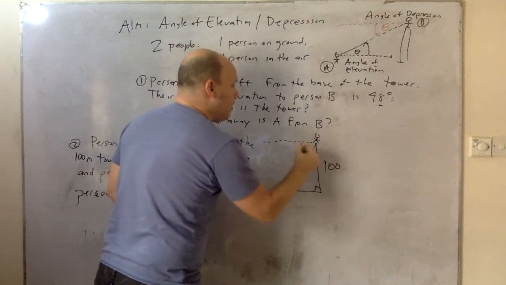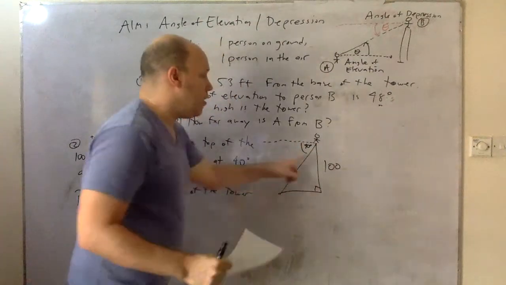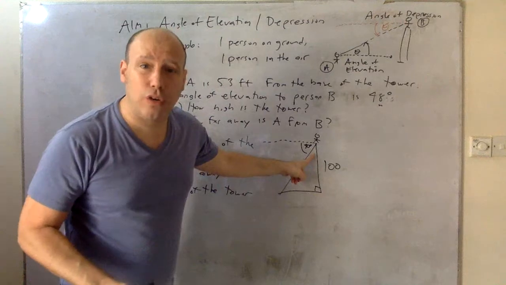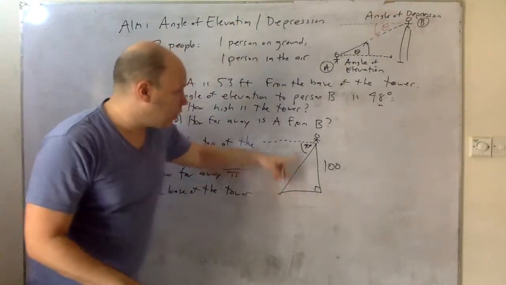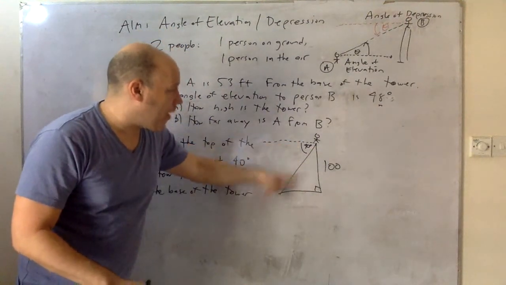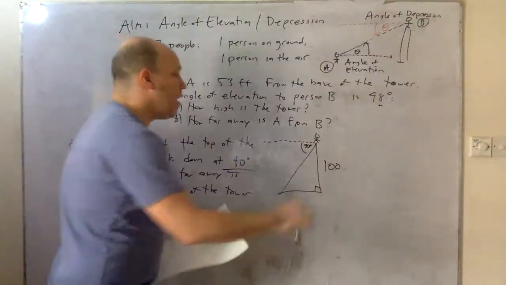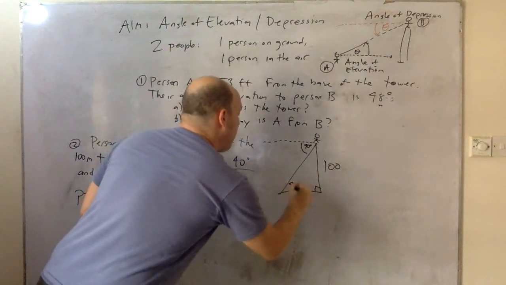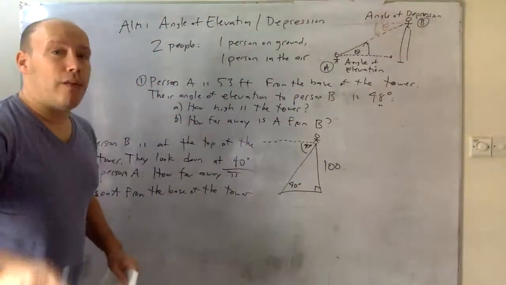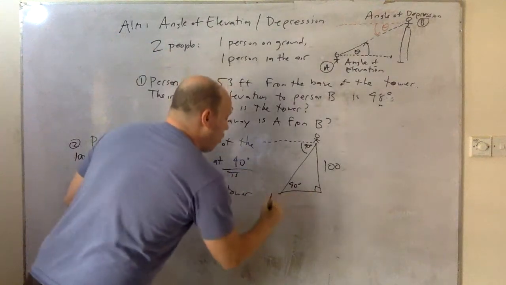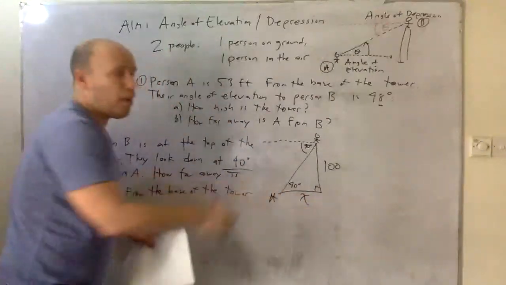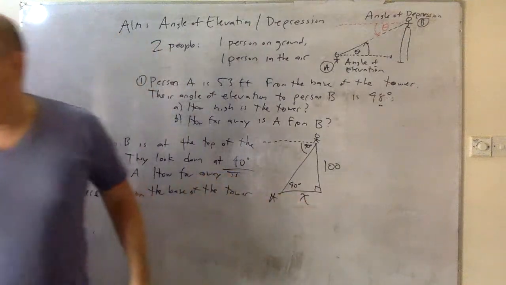The person looks down. This is the 40 degrees, not that. That's not the 40 degrees. Don't make that mistake. This is the 40 degrees up here. Therefore, because of parallel lines, this is the 40 degrees down here. And the question wants to know how far away person A is from the base of the tower.